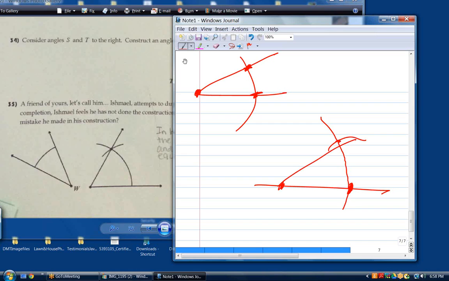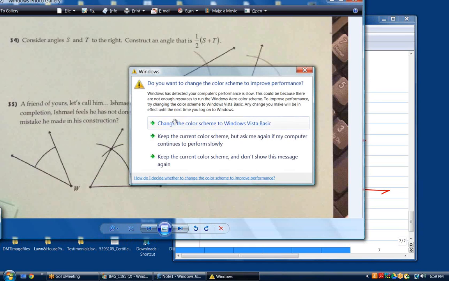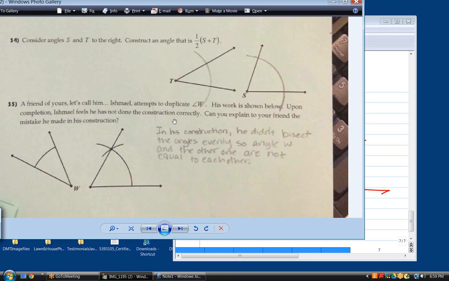Now, let's see what Ishmael did here. What it looks like, what do you think he did? You have any idea why that angle isn't correct? I just did like the measurements weren't right. Like when he bisected the angle, like they weren't the same. Okay, we're not bisecting the angle. Remember that. We're copying an angle.